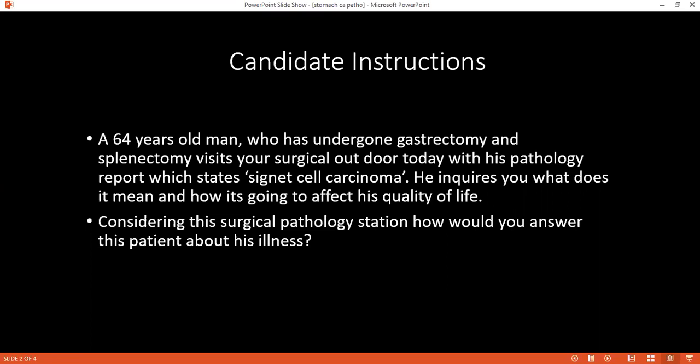What is signet cell carcinoma? It's a type of gastric carcinoma that has a poor prognosis, because it is aggressive and mucin producing, and associated with significant early invasion and possible metastasis.